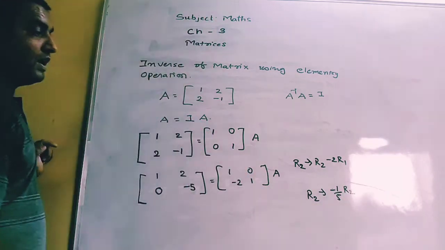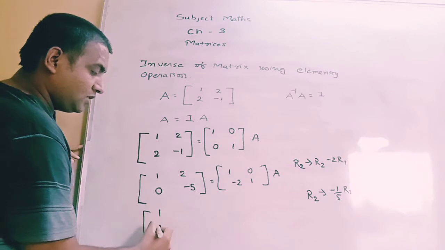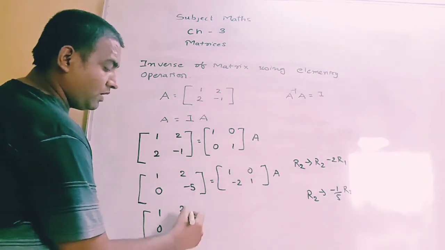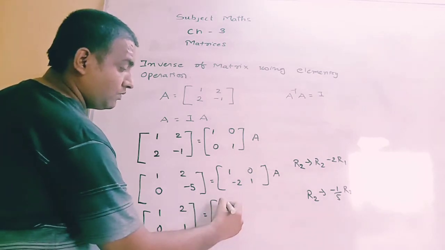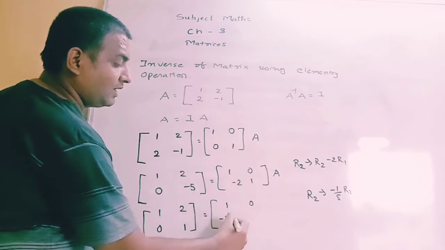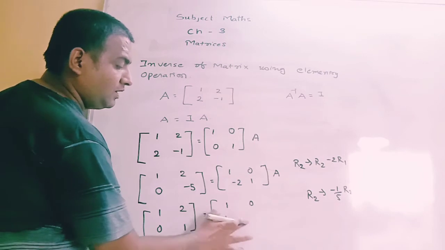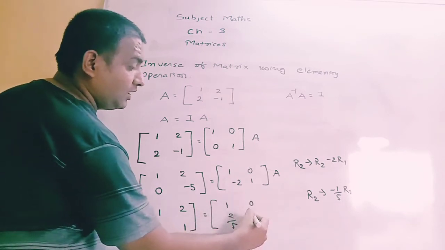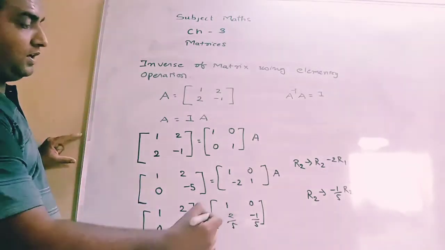So here we will apply the next operation, R2 transforms into minus 1 by 5 R2. Multiplying R2 by minus 1 by 5, we get 0 1 on the left, and on the right 1 0 as it is, and minus 2 multiplied by minus 1 by 5, minus times minus is plus, so it will be 2 by 5, and 1 into minus 1 by 5 gives minus 1 by 5.